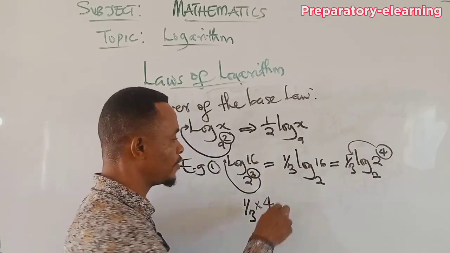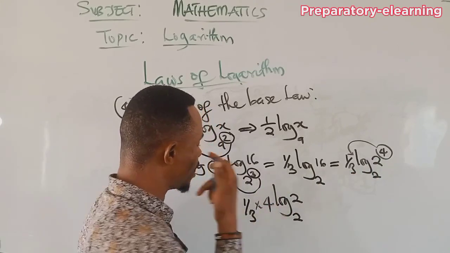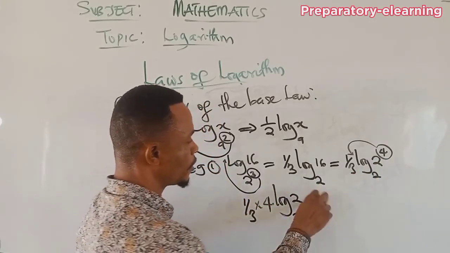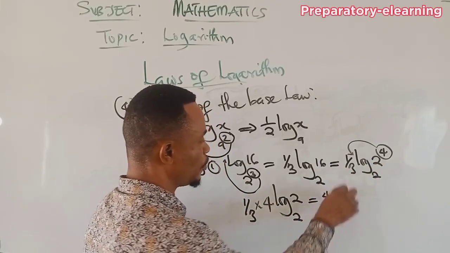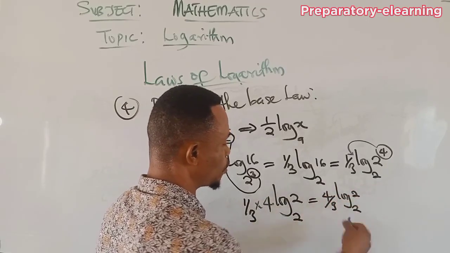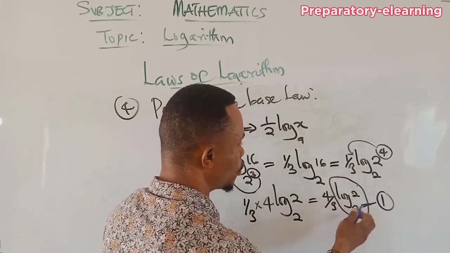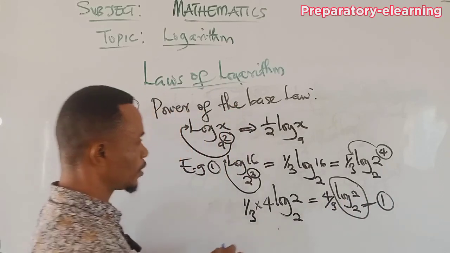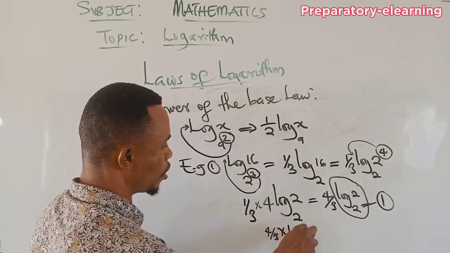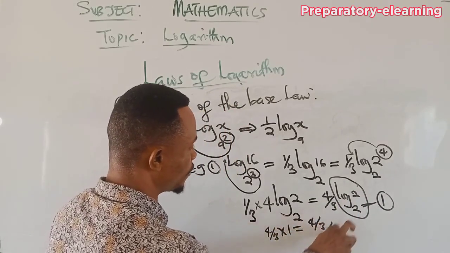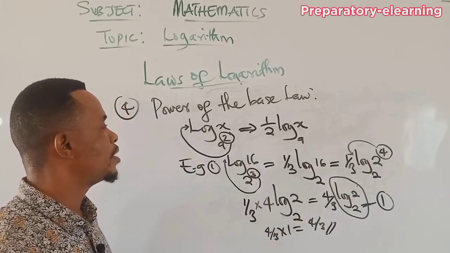Now let's finish up. We have log 2 remaining here, base 2. Now let's multiply out. 1 times 4 is 4 over this 3 that is here. And we have the log 2 base 2. Of course, you know that a whole of this log 2 base 2 is what? 1. So you replace that with 1, and that's going to become 4 over 3 times 1, giving us what? 4 over 3 as our answer. That is a simple application of that power of the base law.